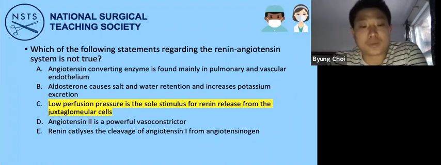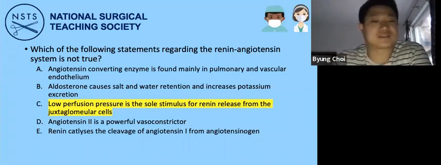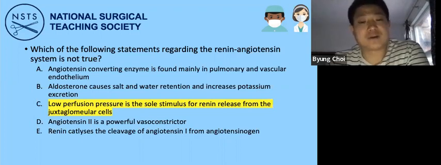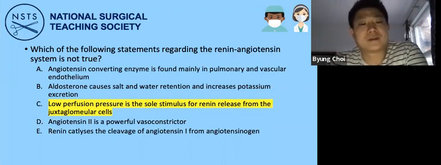Looking at some of the other options, obviously, by definition, because we've gone through the one that's not true, everything else is correct. Angiotensin 2 is a powerful vasoconstrictor. Renin, we know, will cleave angiotensin 1 from angiotensinogen. ACE is the enzyme that we often target with ACE inhibitors, and it is mainly in the pulmonary and vascular endothelium. And then aldosterone causes salt and water retention, and that's why we'll give aldosterone inhibitors, for example, to reduce blood pressure.